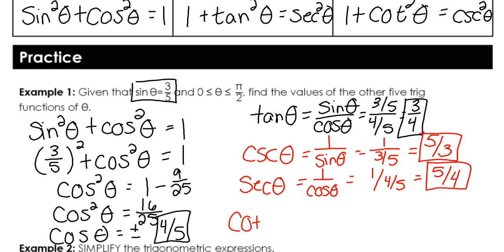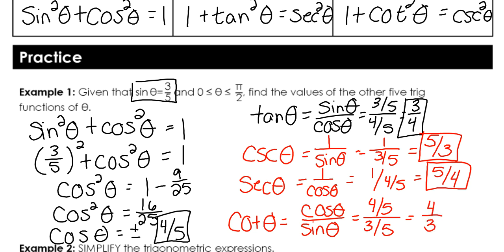And then lastly, I've got cotangent of theta. And we know that from the cotangent identity it is cosine over sine. So when I do that, I have 4/5 over 3/5. And when I simplify that, I get 4 over 3. So those are using the identities to find our 6 trig functions.